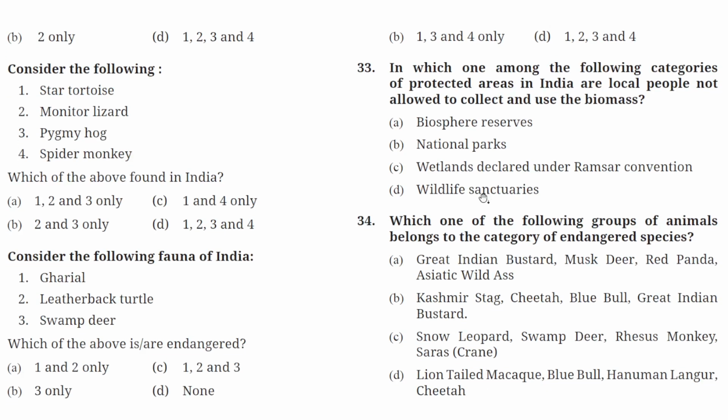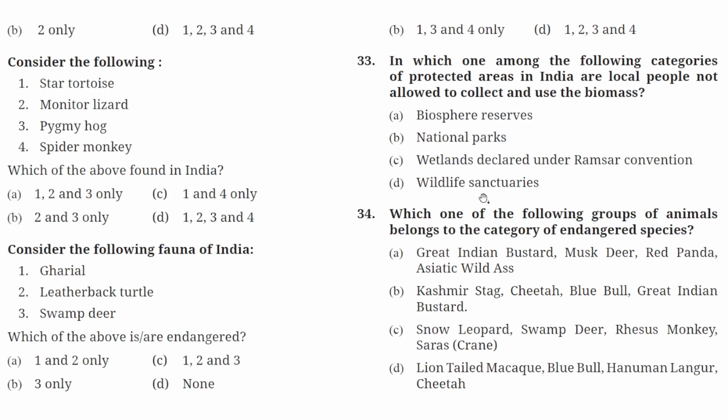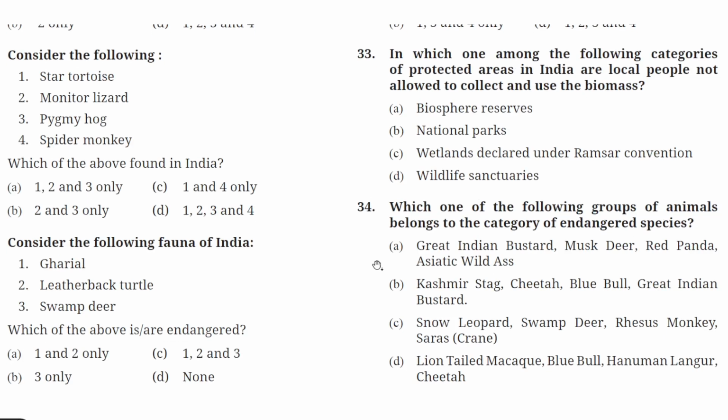Which one of the following groups of animals belongs to the category of endangered species? Okay, Kashmir, Great Indian Bustard, Musk deer, Red Panda, Asiatic Wild Ass, Cheetah, Blue Bull, Great Indian Bustard, Snow Leopard, Swamp Deer. The answer is A. Okay. Endangered. Critically endangered.